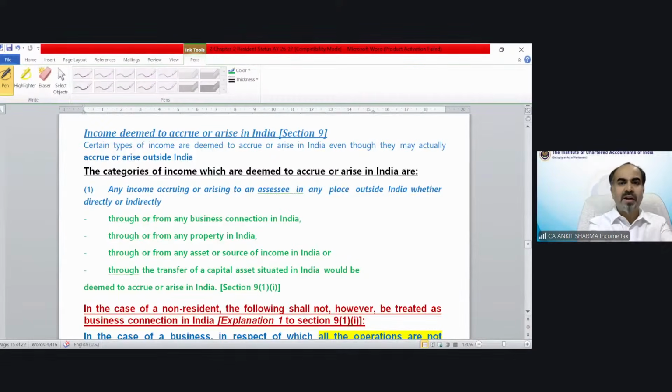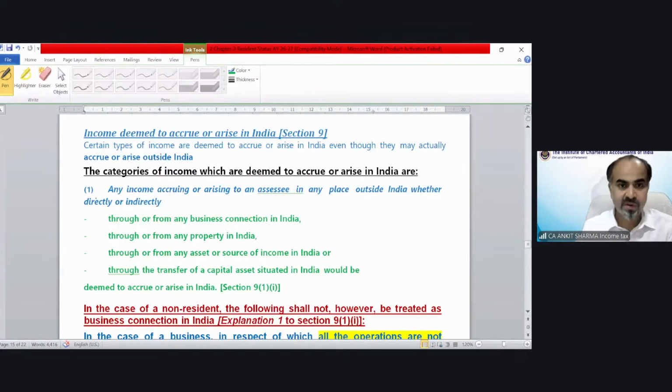Certain types of income are deemed to accrue or arise in India, even though they may actually accrue or arise outside India. So even if the real accrual is outside India, but if certain conditions have been fulfilled, then we will treat that income as deemed to accrue or arise in India. And let me tell you once again, if any income is deemed to accrue or arise in India, the treatment would be the same as income arising in India.